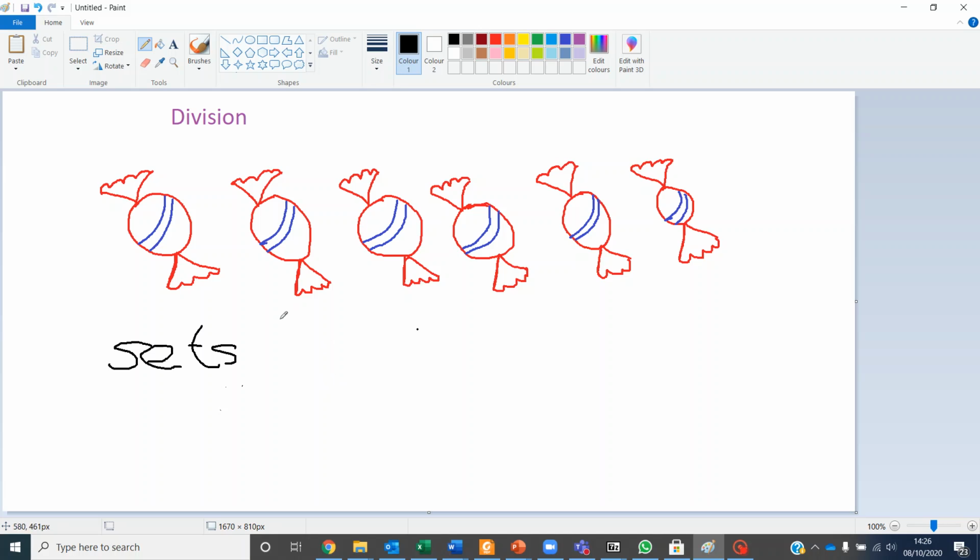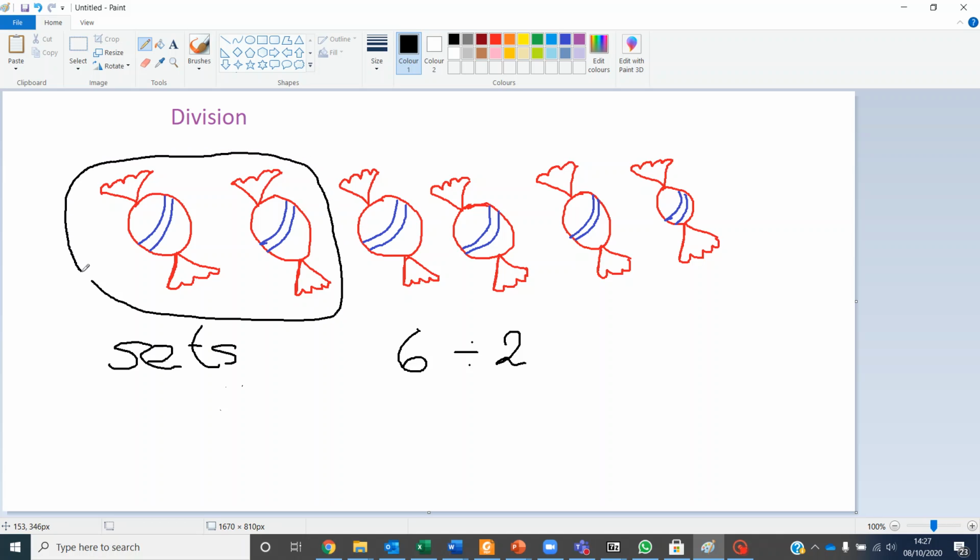Let's take, for example, I've drawn out 6 lovely sweets there, they're very tasty. I want to divide them by 2. I want to divide them into sets of 2. So your sum as you write it would look like this: 6 divided by 2. To figure out how many sets of 2, how many times 2 can divide into or fit into 6, I might draw around these and separate them out into sets of 2.